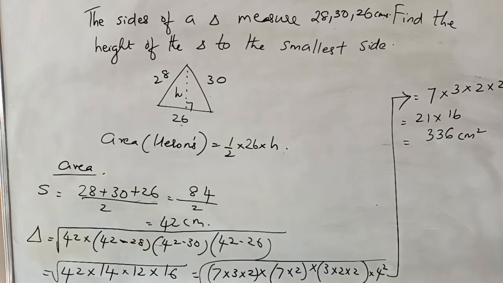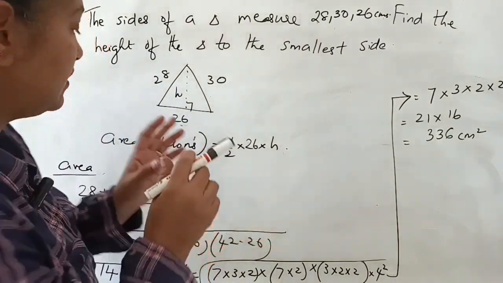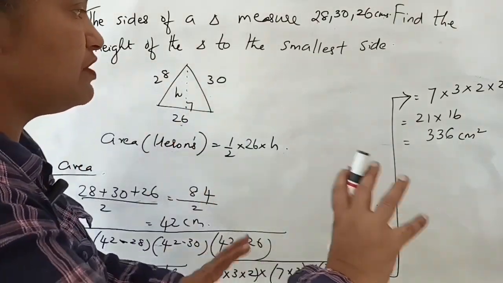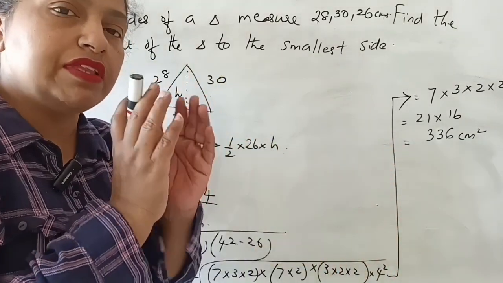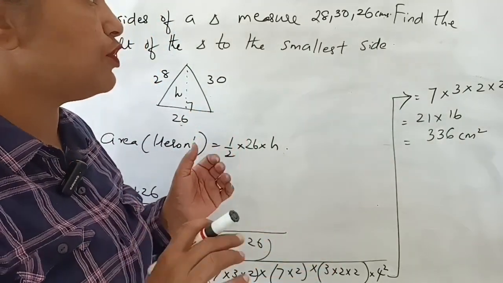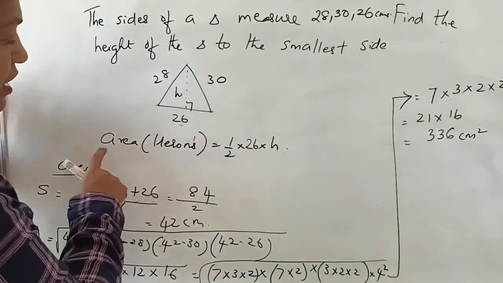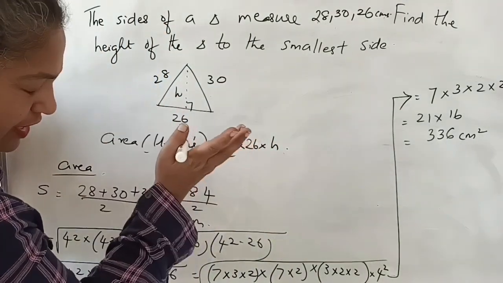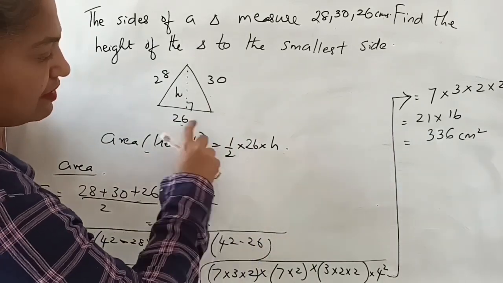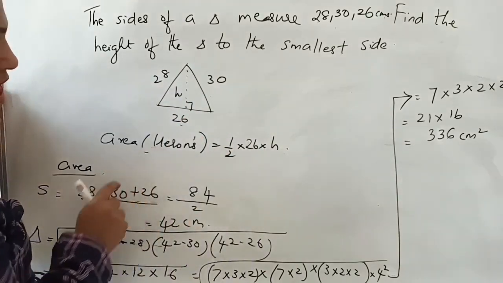Okay. So the basic concept over here is that the area of the triangle will remain the same in whichever way we are finding out the area of the triangle. Whether we are finding out the area using Heron's formula or by using the formula half BH, the area is going to remain the same. So the area found by Heron's formula will be equal to half into base. I have taken the base as the smallest side because this is the h that we need to find, into h.